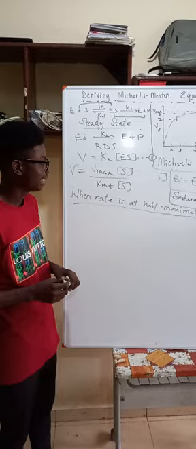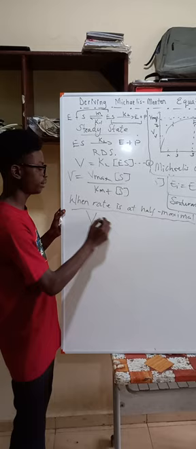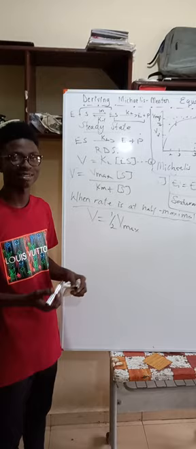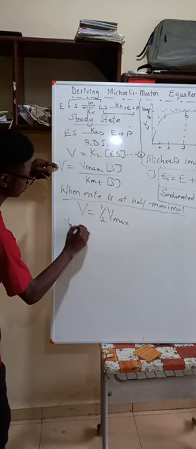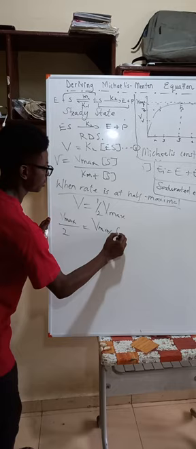Alright. So what happens when the rate is at half maximum? What do I mean by that? What happens when V is equal to half Vmax? This is not biochemistry, this is math. So wherever you see your V, you are just going to substitute it with this half maximum. So let's go. From here, we are going to put Vmax over 2 being equal to the whole thing here, Vmax S over Km plus S.